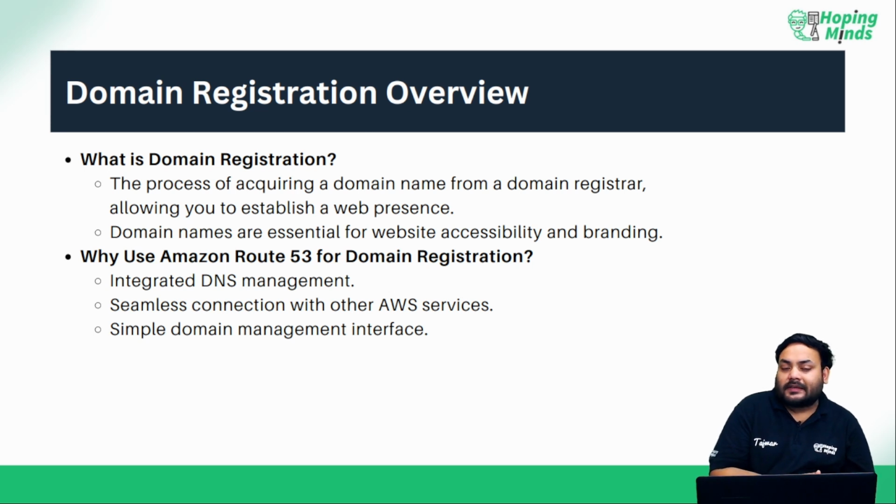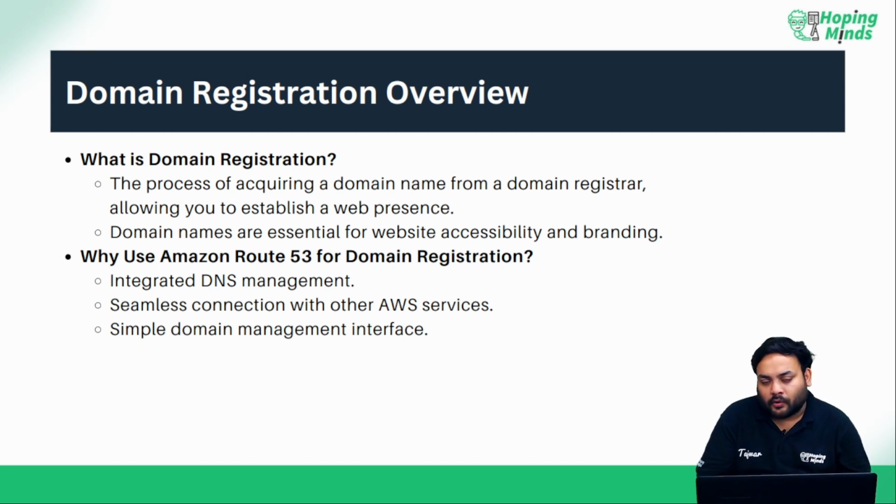But the next question is, why use Amazon Route 53 for domain registration? It has integrated DNS management, and it provides a seamless connection with other AWS services. So if you want to build an application around AWS, always go for a Route 53 domain. It also has a very simple interface and domain management.